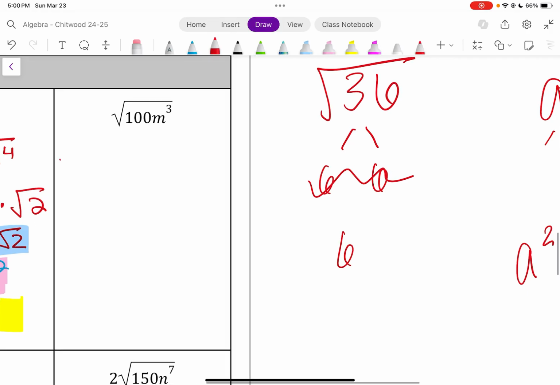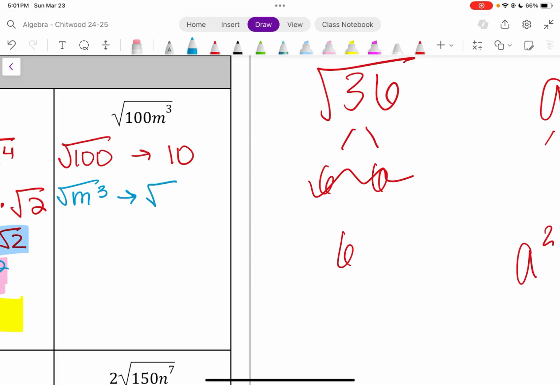Same idea over here. I have square root of 100, which is 10. Then I have the square root of m to the power of 3. Since my exponent is odd, I have to break it up into the greatest even amount and the odd amount, which is the square root of m squared times the square root of m. The square root of m squared, just divide the exponent by 2. That gives me m, and then I have my leftover square root of m. So we're done with the square roots.